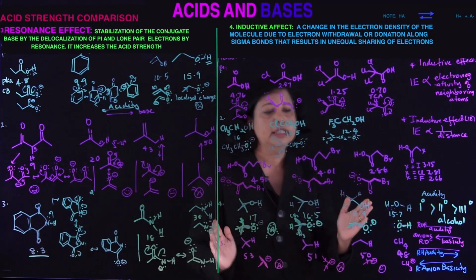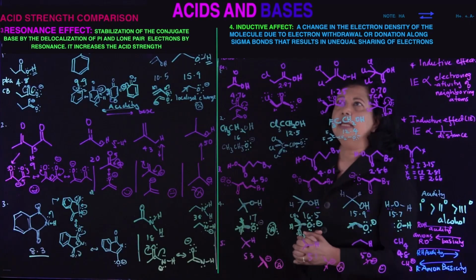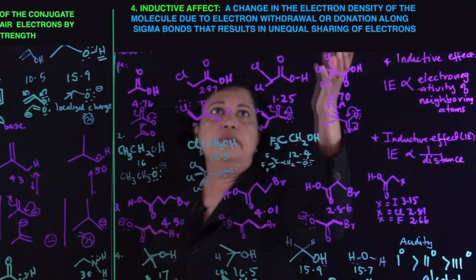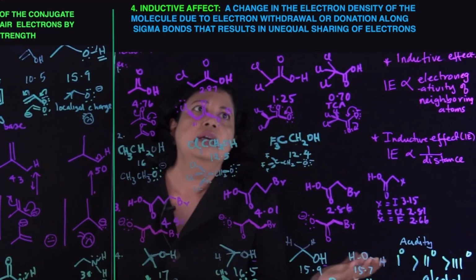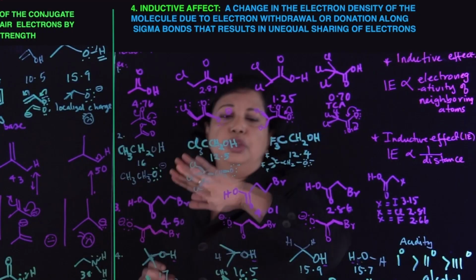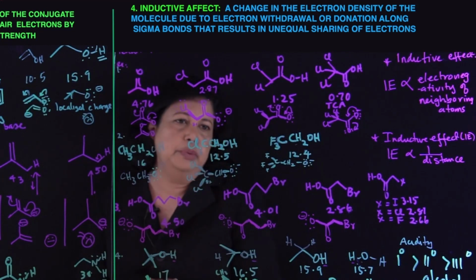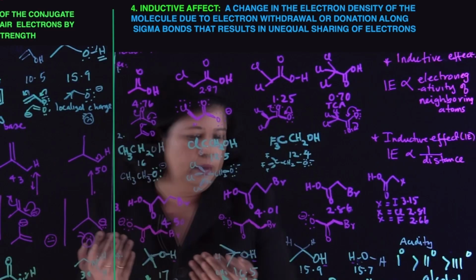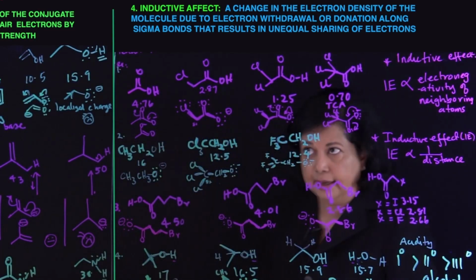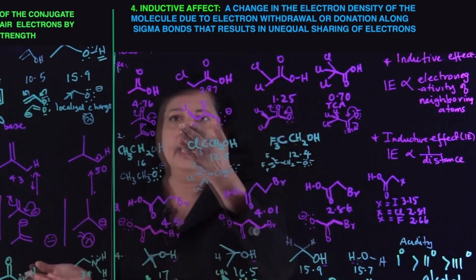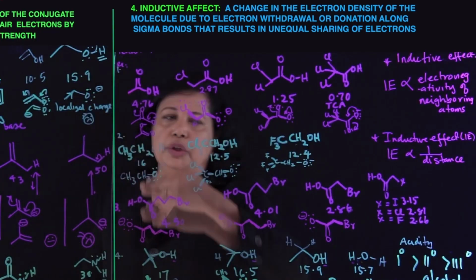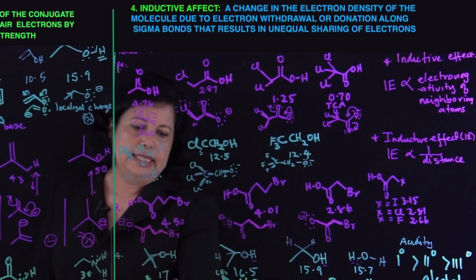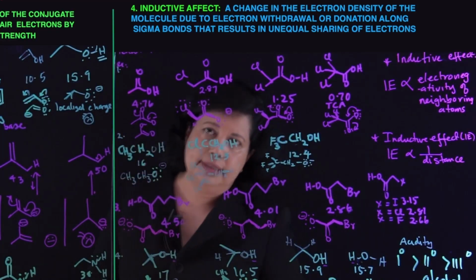When we come to inductive effect, what we're talking about is a change in the electron density of the molecule due to electron withdrawal or donation along the sigma bonds. That leads to unequal sharing of electrons between bonds, which in some cases can stabilize the anion or in some cases can destabilize the anion. If it stabilizes the anion, the acid is going to be a lot more acidic, whereas if it destabilizes it, it's going to be less acidic.